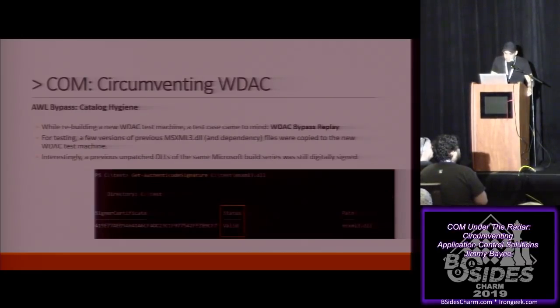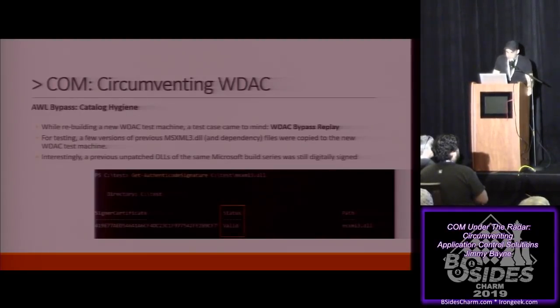However, in December, I was building a new test machine, and sort of came up with an idea. I wonder if I could replace some of these things. So I actually pulled over a few versions of MSXML3 from previous operating system versions or different build families, and copied these over to the new WDAC machine. And interestingly, one of those binaries was actually still signed.